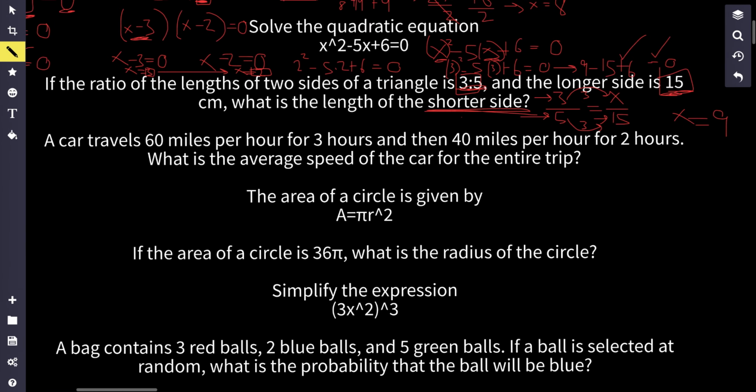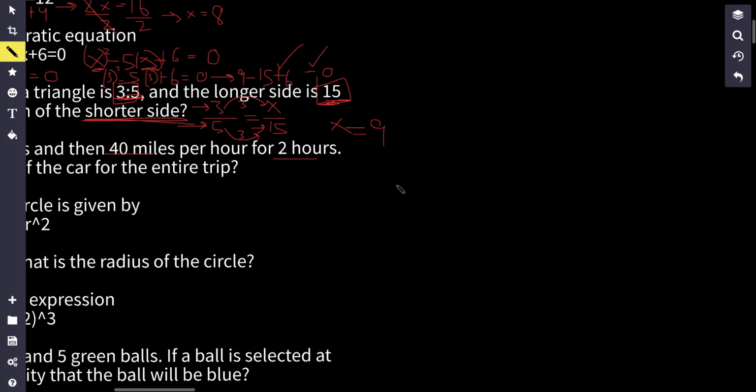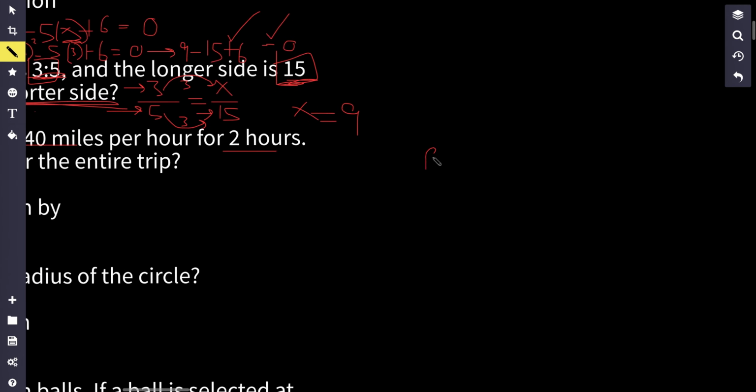A car travels 60 miles per hour for 3 hours and then 40 miles per hour for 2 hours. All right. What is the average speed of the car for the entire trip? Now, if you don't know how to approach this problem, let's do an easier problem. Let's say I have a guy eating a burger.